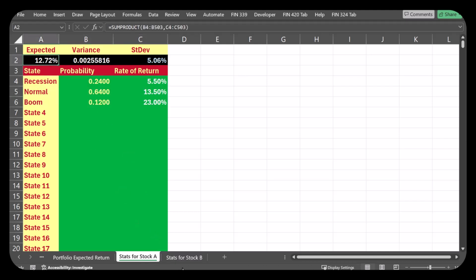I mean, expected values are almost the same, 12.7 versus 12.8, but the variation of stock B is much higher because the return range from boom to recession is very high.